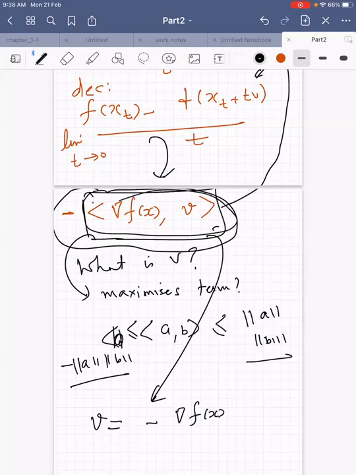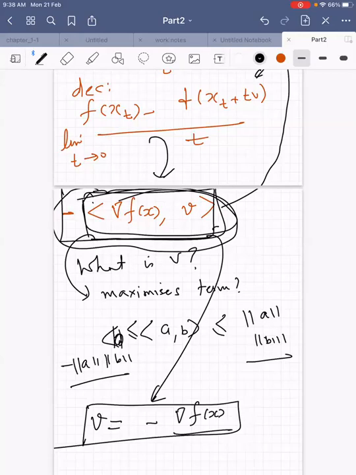This box is minimum and the overall thing is maximum, which means this is my direction. Of course, because V is a unit vector, I have to divide by the norm of this vector. So V is minus gradient of f(x) upon norm of gradient of f(x). It's a unit vector in the direction of the negative of the gradient, the one that maximizes my decrease in function value when I am at xt.